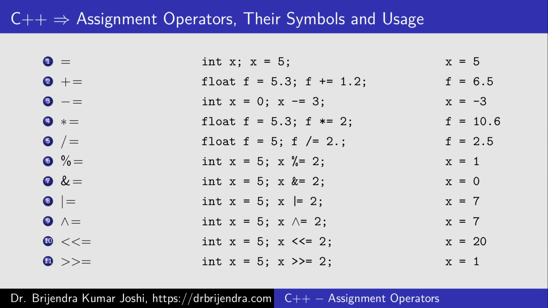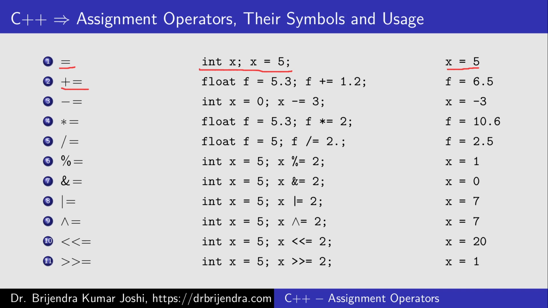Now let us see a few examples, and this is correct. We can make use of more than one statements in C++, properly terminated by semicolon, statement terminator. So here this is the very common assignment operator. So x is assigned a value 5. So what will be the value of x? It will be 5.